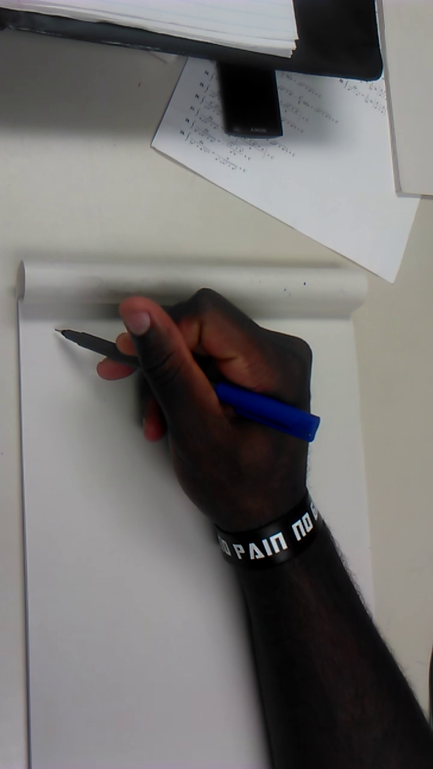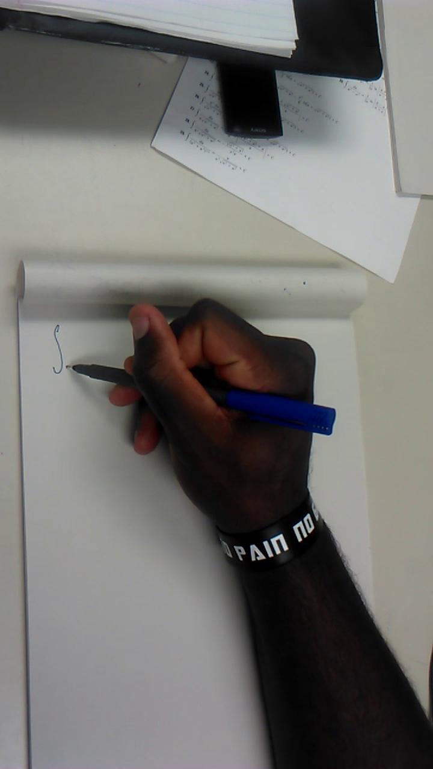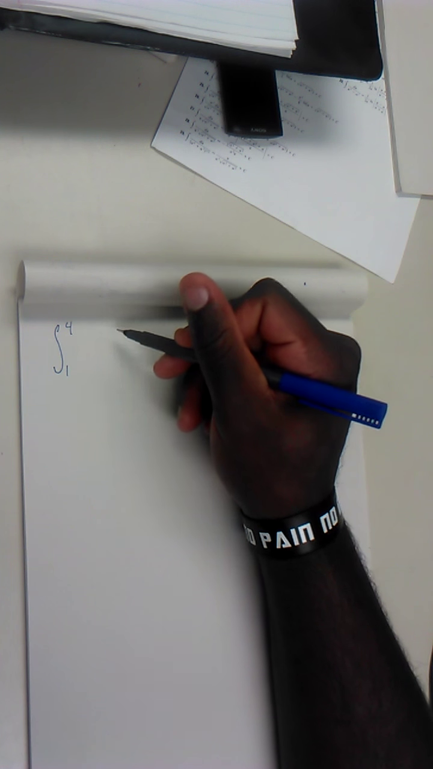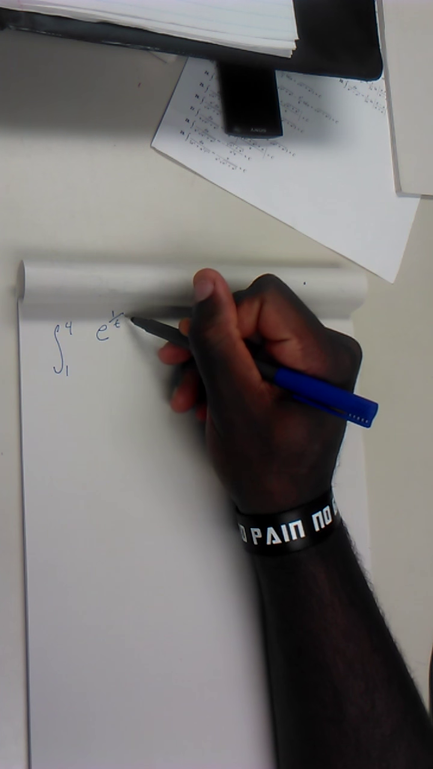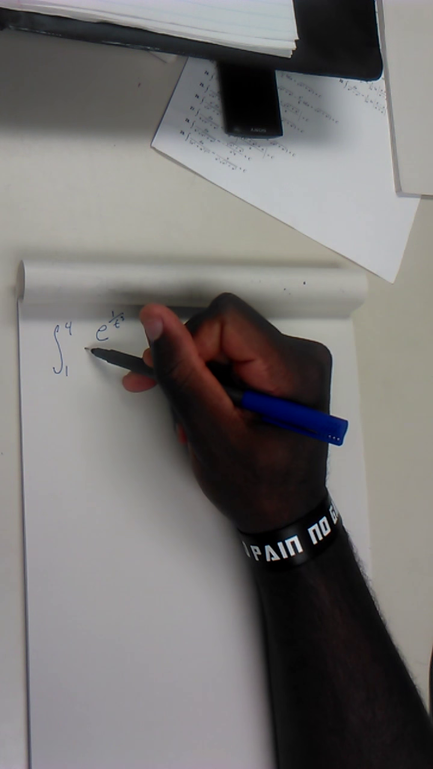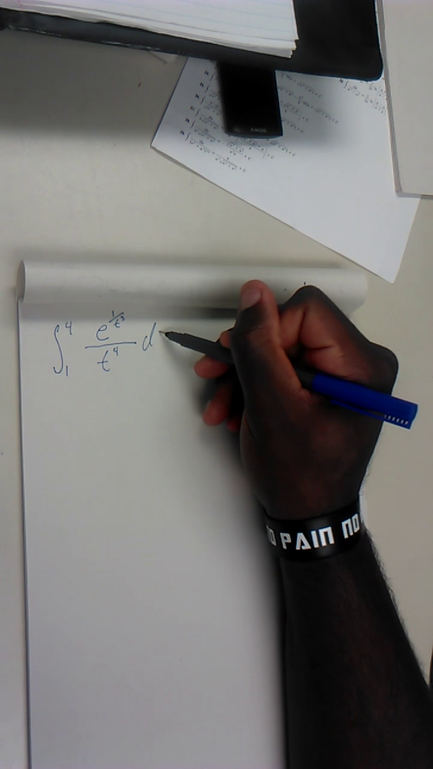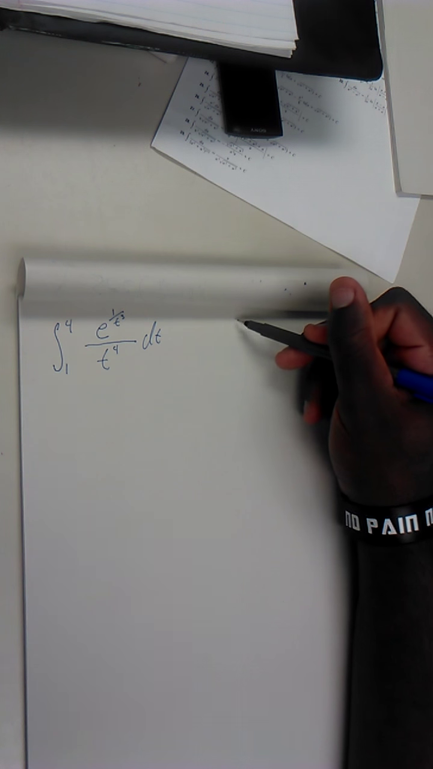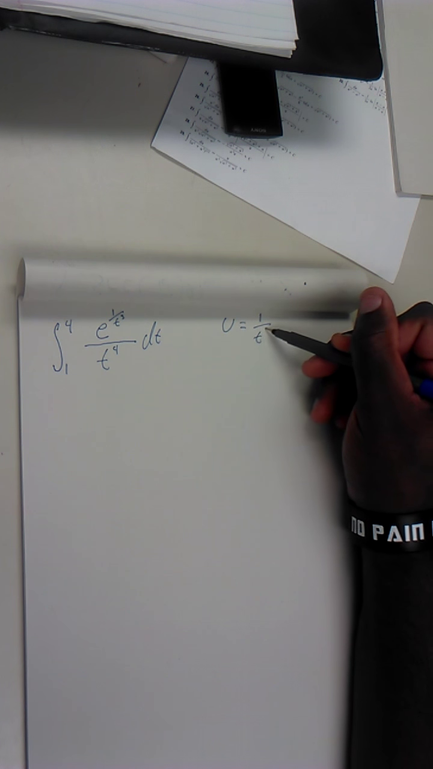All right, this is a tricky one involving the e function, but with a little bit of mathematical manipulation, it ain't that bad. So let's see, the integral of e to the 1 over t to the third over t to the fourth dt. So let's let our u equal 1 over t to the third.